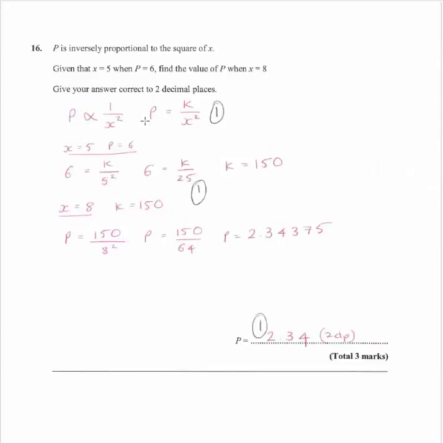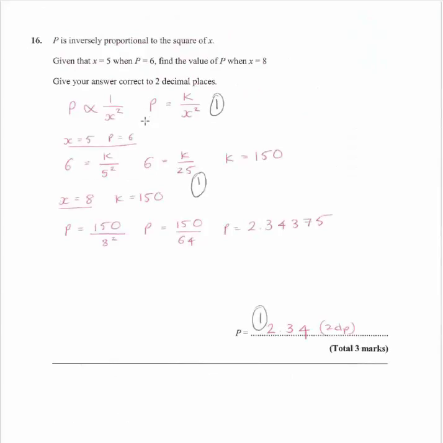16. p is inversely proportional to the square of x, given that x is 5 when p is 6. Find the value of p when x is 8. Right, so once again, that's a 3-step question. Step 1: here's the relationship between p and the 2 letters. Step 2: they tell you what the 2 letters are at the same time. Step 3: find one letter when they tell you the other one. So here we go.